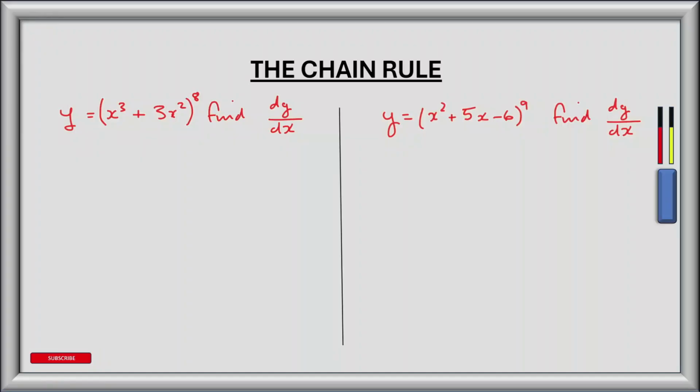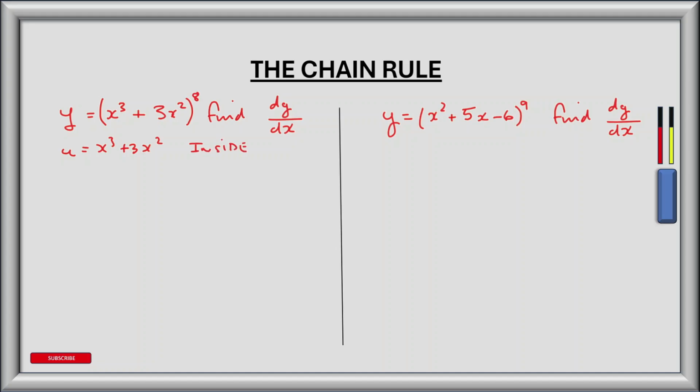So we want to find the derivative of y is equal to x cubed plus 3x squared all to the power of 8. Now we could multiply out the brackets, however there's an easier way using the chain rule. First of all, we need to create an inside function. So our inside function effectively substitutes for the function inside the brackets. So let's say u is equal to x cubed plus 3x squared. So that's our inside function.